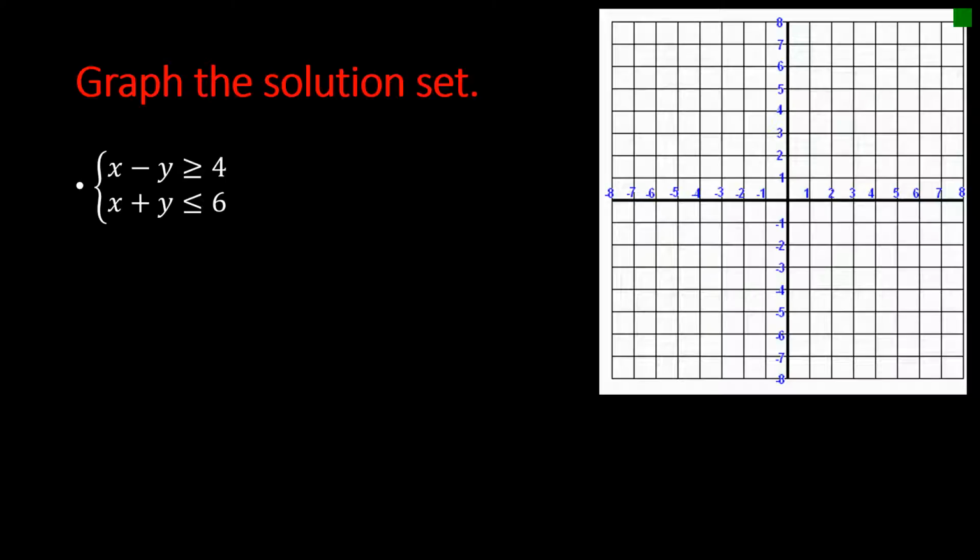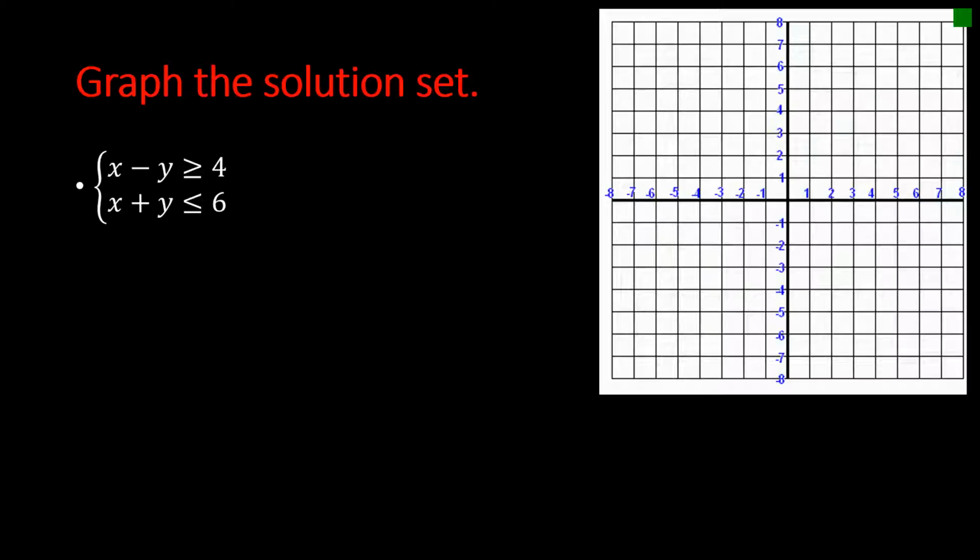Here we have x minus y is greater than or equal to 4. That's going to be a dashed line. X plus y is less than or equal to 6. That's going to be a solid line as well. So let's graph these two lines.